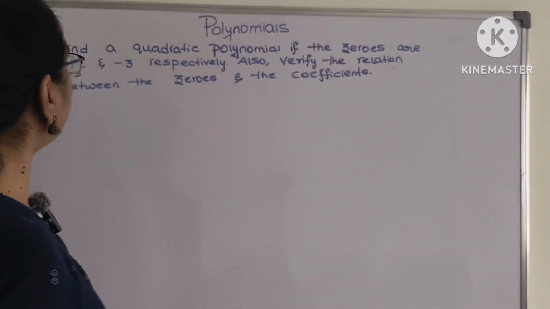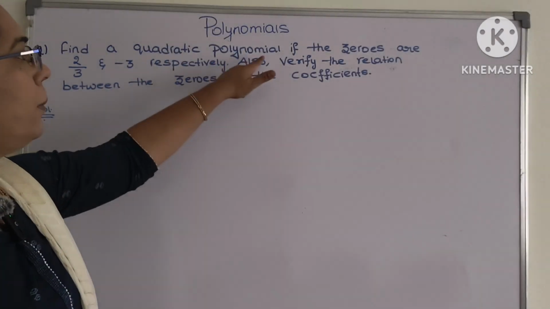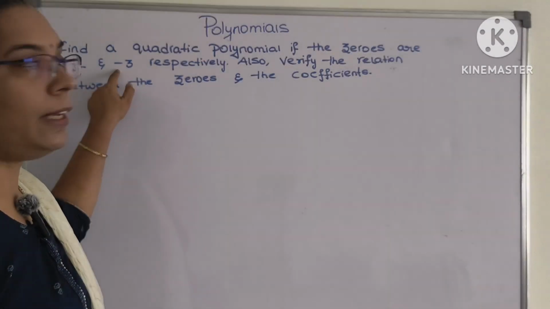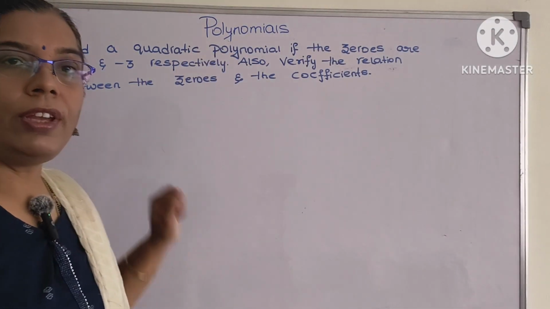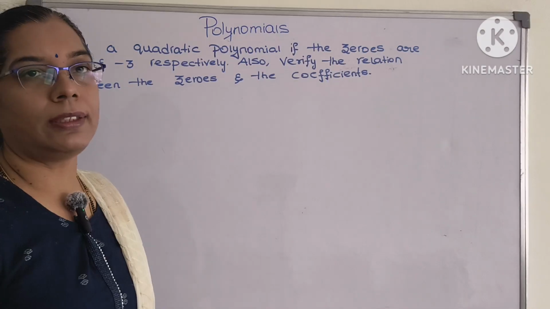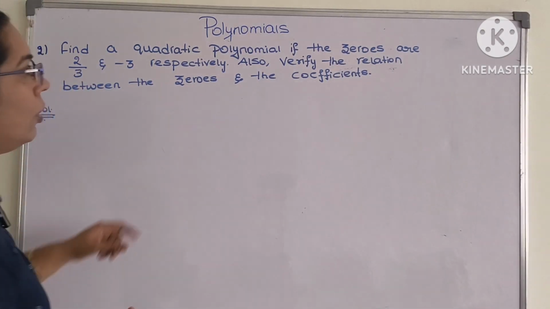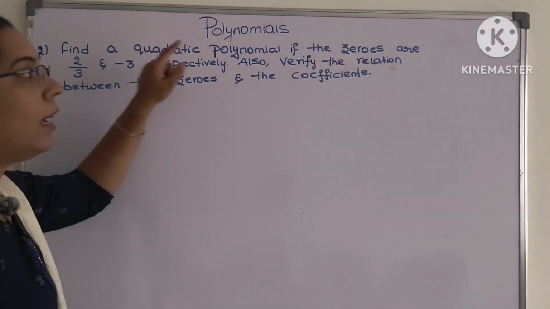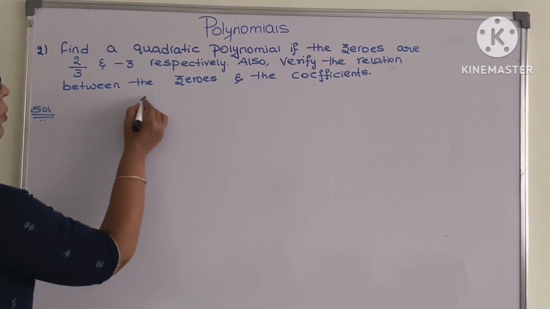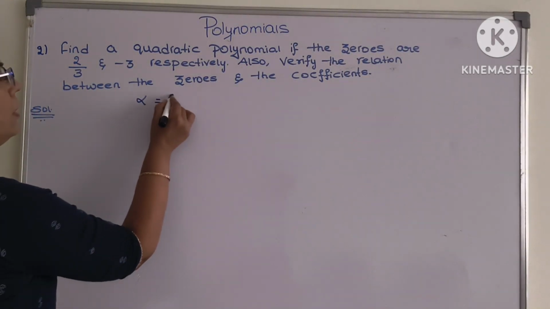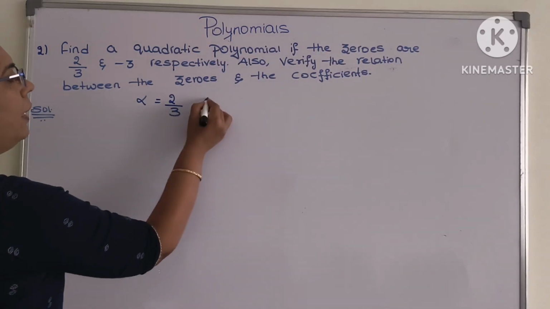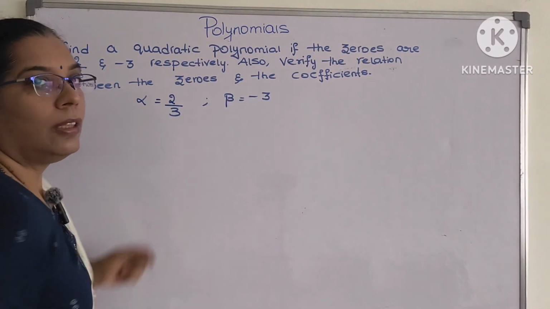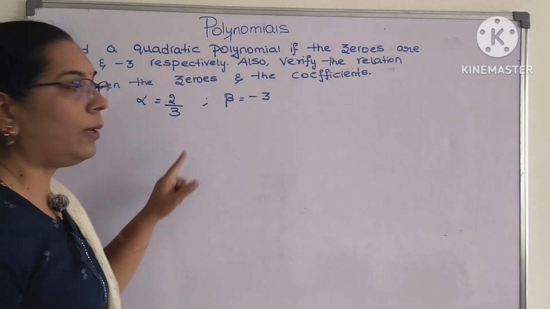The second question, children: find a quadratic polynomial if the zeros are 2 over 3 and minus 3. Also, we have to verify the relationship between the zeros and the coefficients. So now what is that? What are 2 by 3 and minus 3? They are just the zeros. So what is given? Alpha is equal to 2 by 3 and beta is equal to minus 3. So we have to frame a quadratic polynomial.